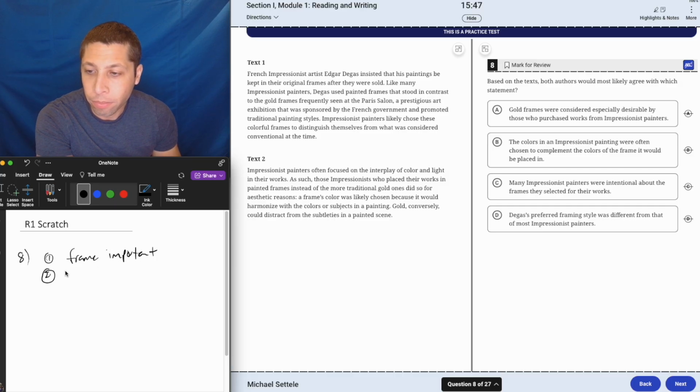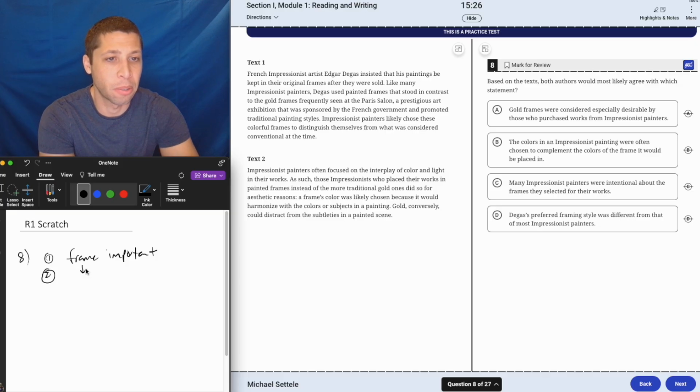Text 2. And right, what do they agree on? Impressionist painters often focused on the interplay of color and light in their works. As such, those Impressionists who placed their works in painted frames instead of the more traditional gold ones did so for aesthetic reasons. A frame's color was likely chosen because it would harmonize with the colors or subjects in a painting. Gold, conversely, could distract. So this is saying the same thing. They're both saying frame is important.